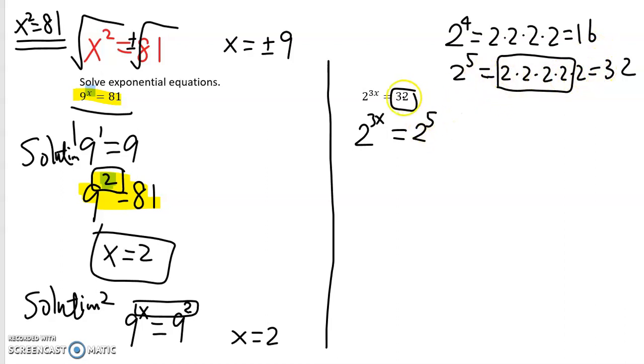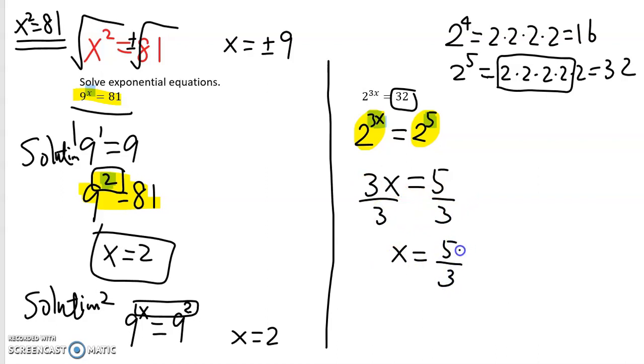We can rewrite 32 as 2 to the 5th. By comparing two sides, these two exponential numbers are equal, and they also have the same base, which tells us their exponents have to be equal. So that tells me 3x equals 5. And we can solve for x by dividing both sides by 3. So that gives us x equals 3/2.